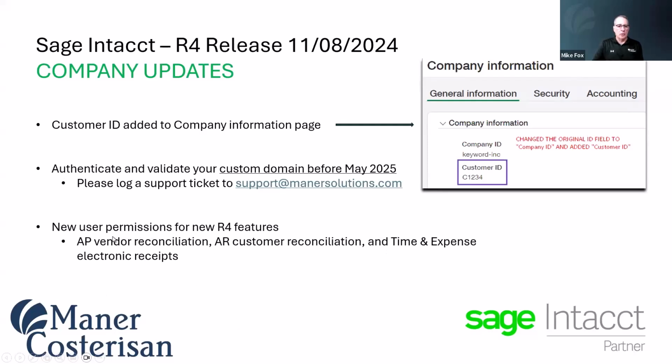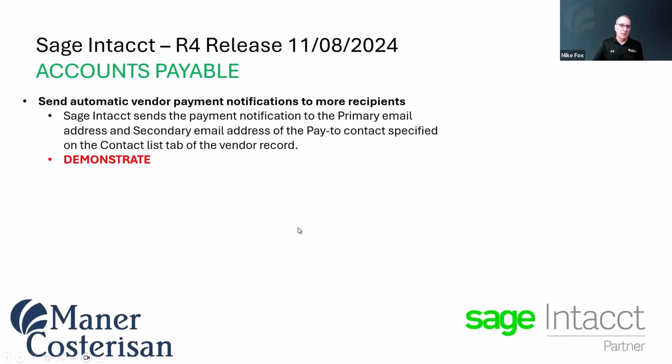There are also some new user permissions. Whenever there's new functionality, most often there are correlated permissions that you have to set up. As we go through the presentation, if you're going to use vendor reconciliation or AR customer reconciliation, and I'm not going to cover this, the time and expense electronic receipts, you will need to go into company admin users or roles and add those permissions. Just wanted to point that out.